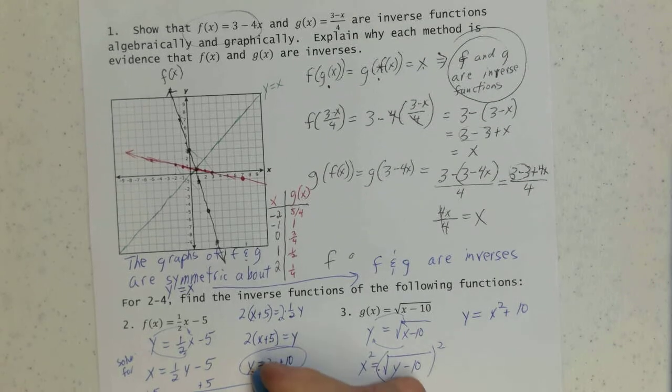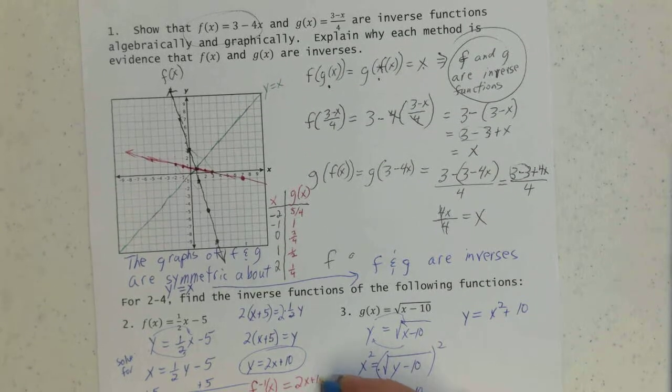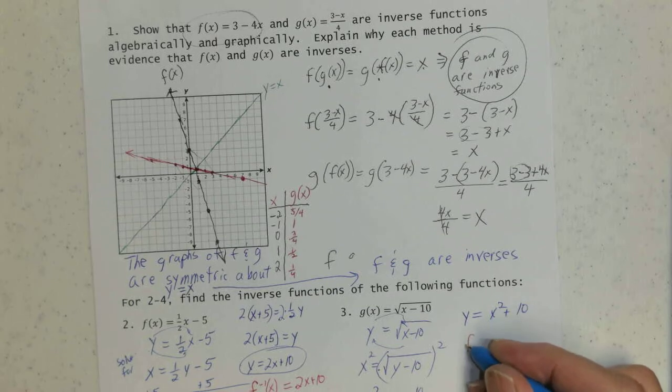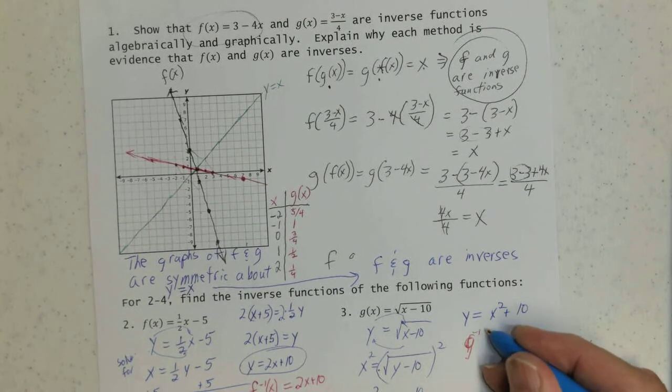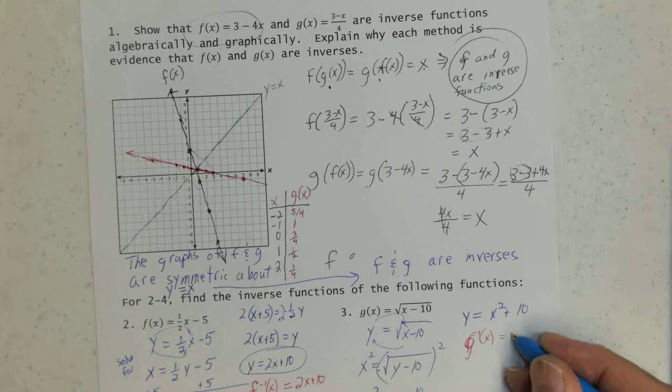Alright, I didn't finish either one of these like I should, so let me do that right now. I want to write the inverse function notation. Inverse function of f of x is 2 times x plus 5. Inverse function of g is x squared plus 10.